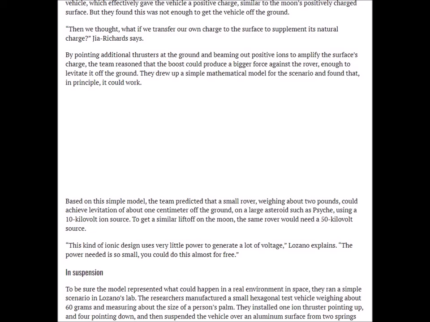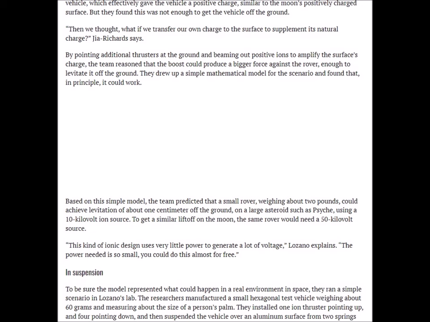It goes on to say that this could be done by pointing additional thrusters at the ground and beaming out positive ions to amplify the surface's charge. The team reasoned that the boost could produce a bigger force against the rover, enough to levitate it off the ground. They drew up a simple mathematical model for the scenario and found that in principle it could work.